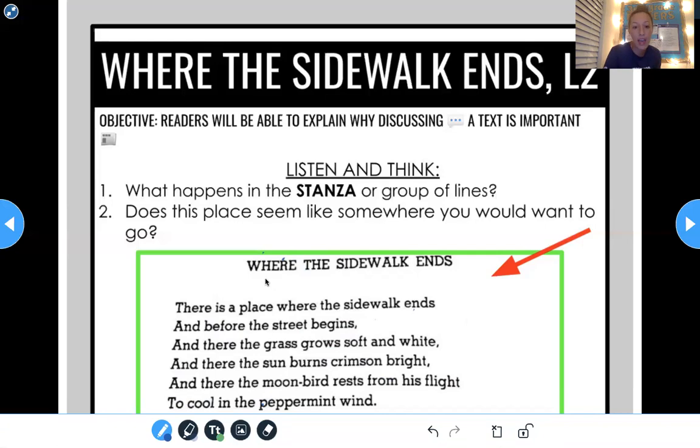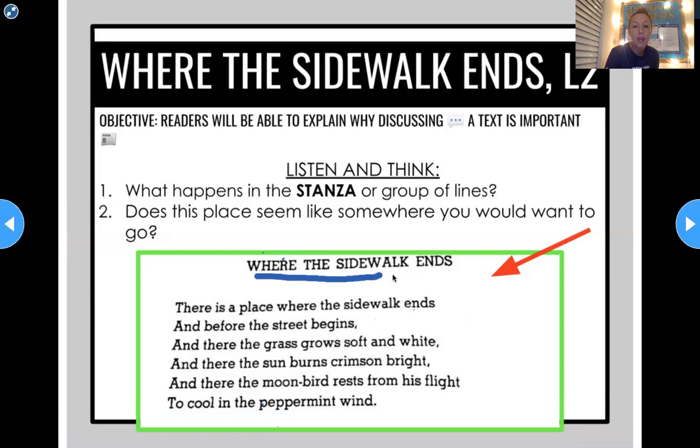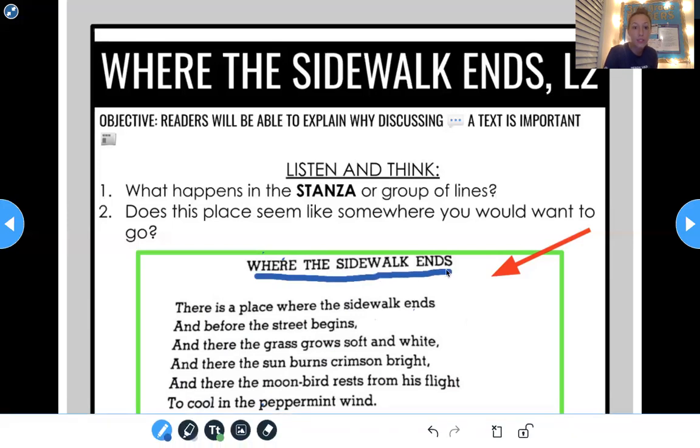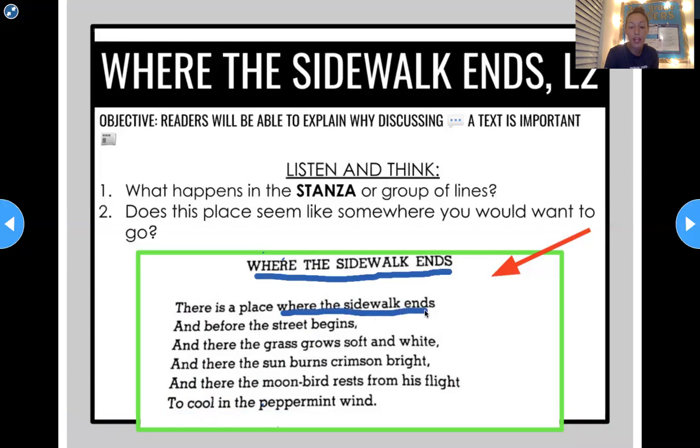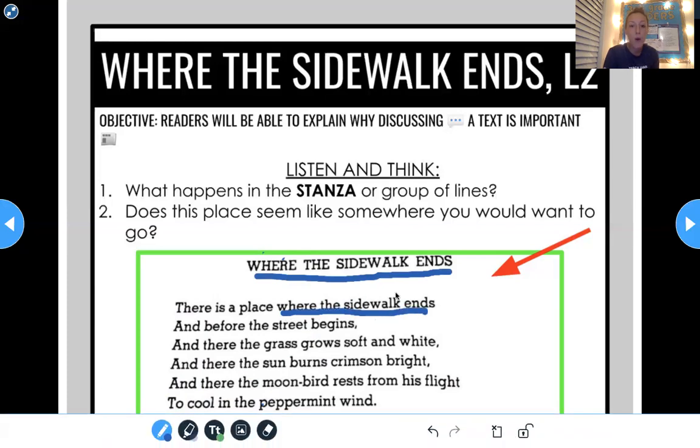Where the sidewalk ends. I'm going to go ahead and underline the title because it tells us our what. What is this poem about? It's about where the sidewalk ends. There is a place where the sidewalk ends. So I just read that first line, and there's where it says where the sidewalk ends. That's still about our what, so I can underline it again. Since it's a poem, I know that it's going to repeat itself over and over. So if you see the same thing, that's okay. But if it answers those questions of who, what, why, you still want to underline it.